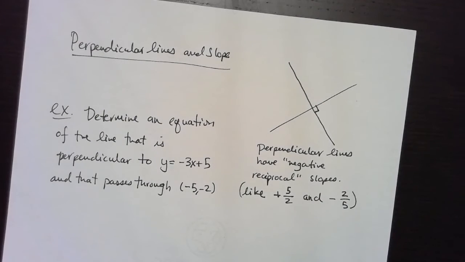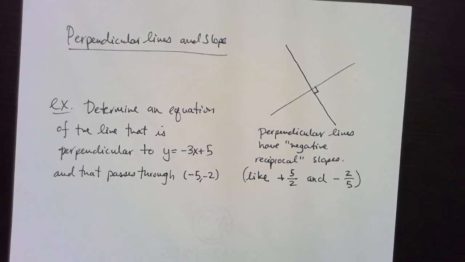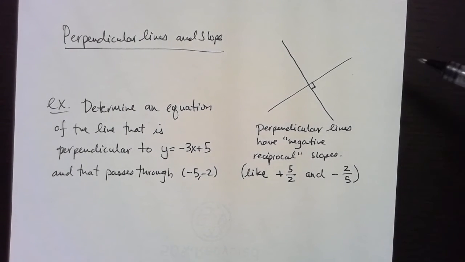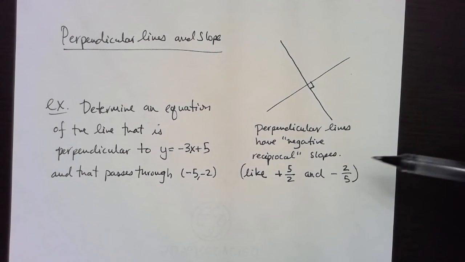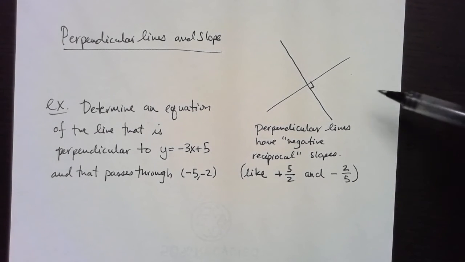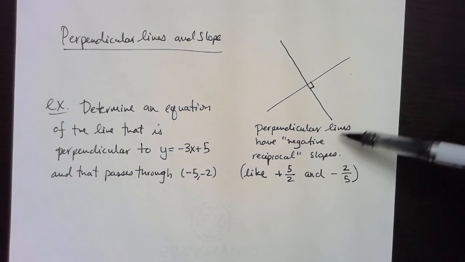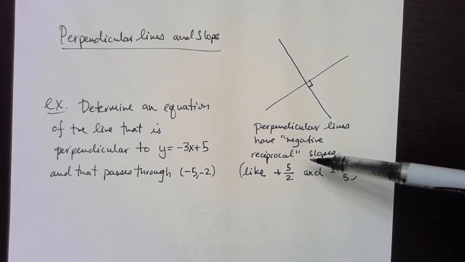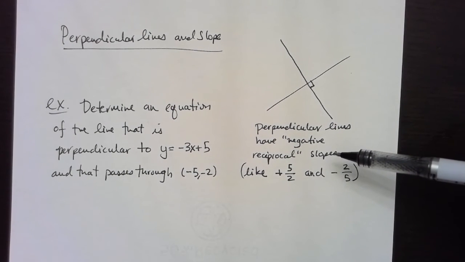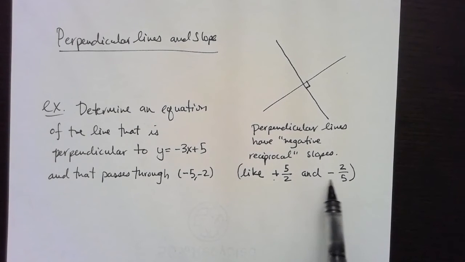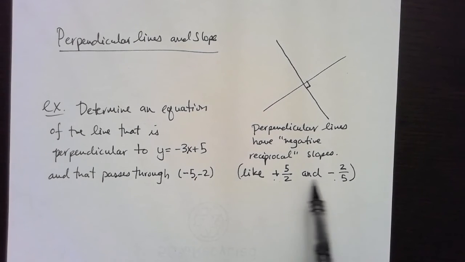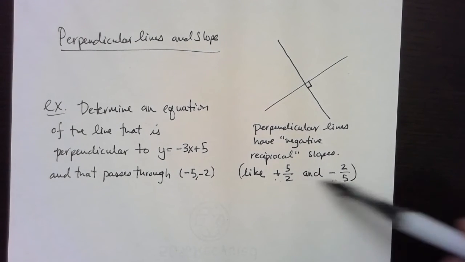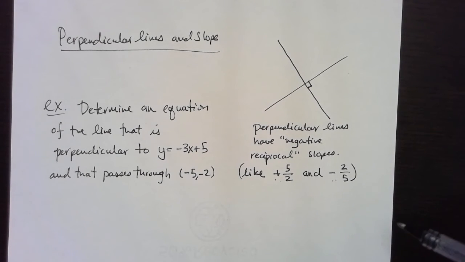Finally, last example. Perpendicular lines. So again, on the homework, I'll ask you to explain this fact. Here we're just going to use it in an example problem. The fact is perpendicular lines have what are called negative reciprocal slopes. Negative means the slopes have opposite signs, and reciprocal means you take the reciprocal of the number part of the slope. You'll explain why that's the case on the homework.